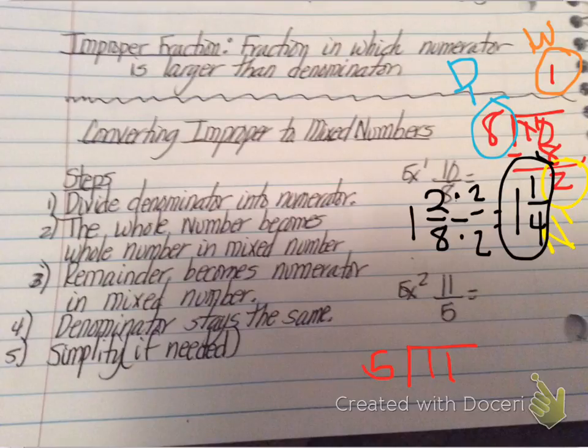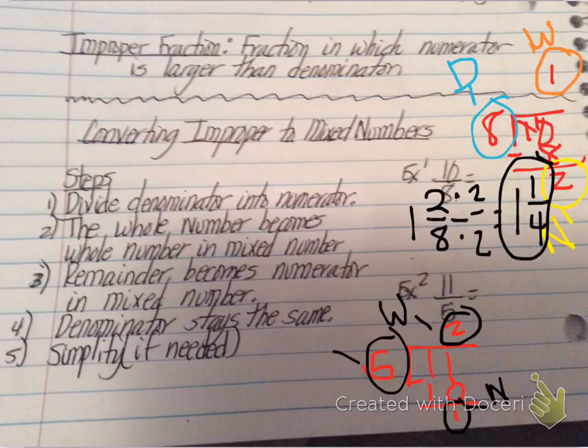5 goes into 11 2 times, which is 10. I'm going to have 1 left over. Now, let's break down the parts of my mixed number. This 2 whole groups stays my whole number. This remainder becomes my numerator. And then the denominator is going to stay the same. So my answer becomes 2 and 1/5.